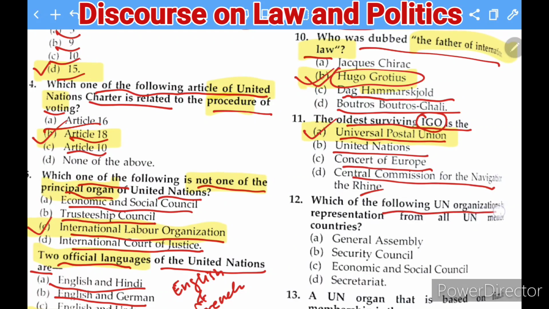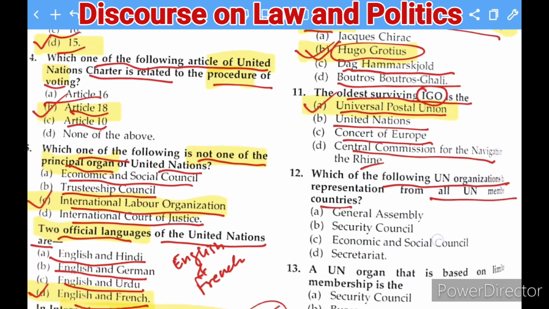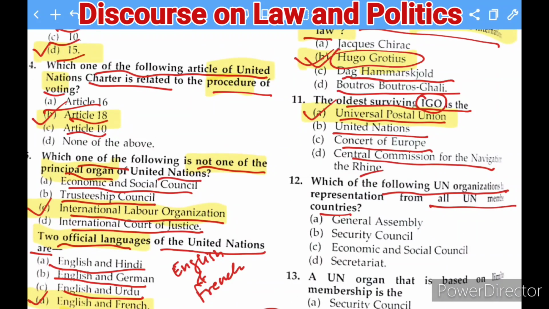Which one of the following UN organizations has representation from all UN members? Which body of the UN is represented by all the members, all the countries of the United Nations? The options given here: General Assembly, Security Council, Economic and Social Council, Secretariat. Which is the right answer? You all know the answer. Just give your answer in the comment box.